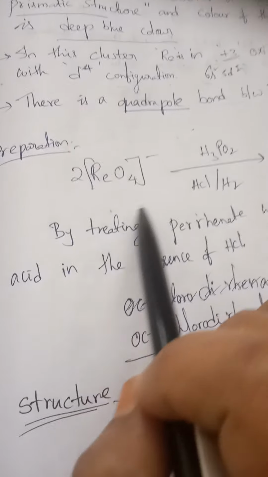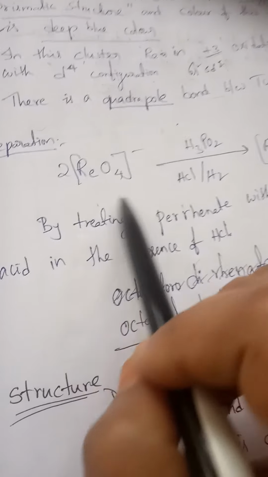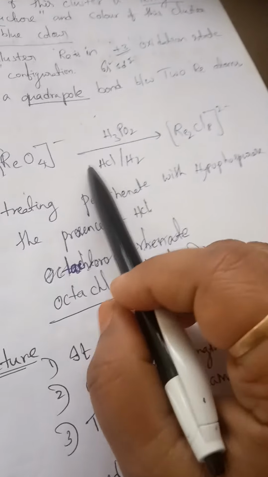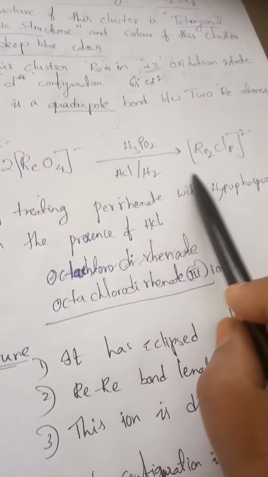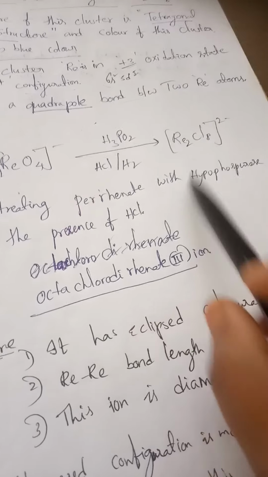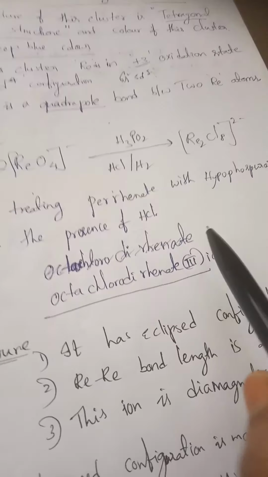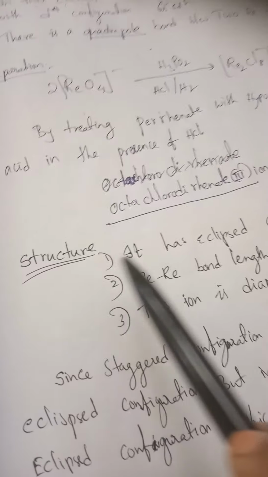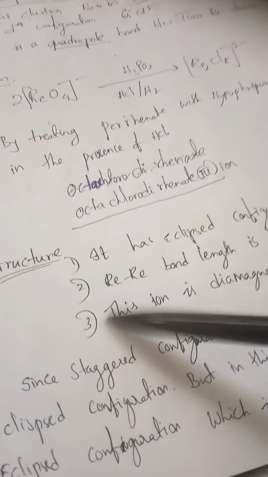So what is the preparation of this complex? Perrhenate, ReO4 minus, this perrhenate ion is treated with H in the presence of HCl. We get the octachlorodirhenate(III) ion. This complex has an eclipsed configuration, as already told, which is favorable, and the rhenium-rhenium distance is 2.24 angstroms.